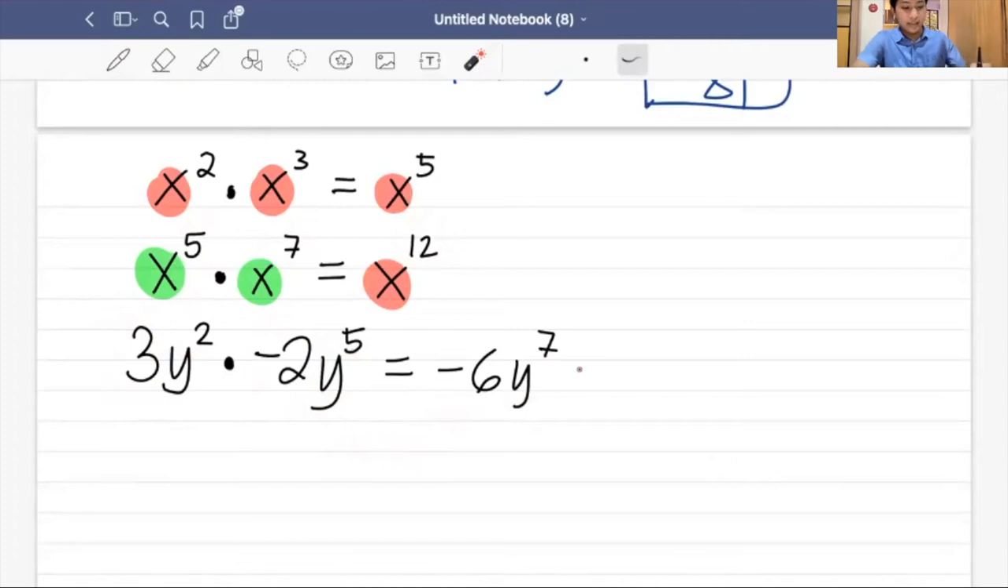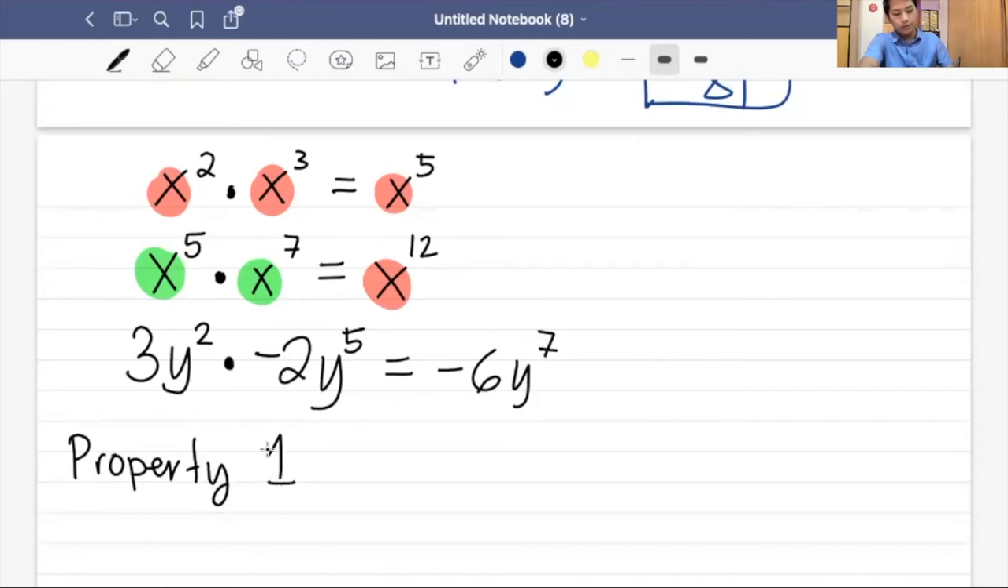Let's generalize this as our property number one. Do you have any idea what's the name of this rule? It starts with the letter P. Property number one, that is the product rule. Okay? This is the product rule.